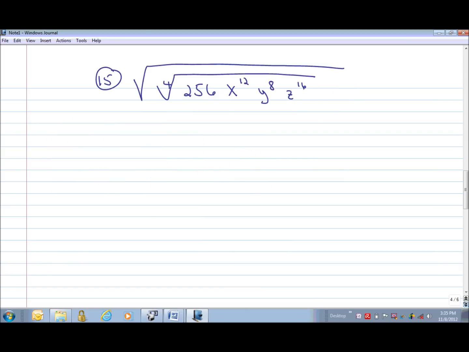All right, moving on. Problem 15. We talked about this a little bit in class, if you were in 7th period. In 4th period, we did not talk about it, so I want to walk ourselves through this.